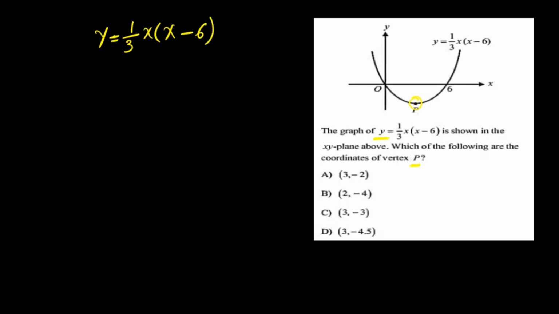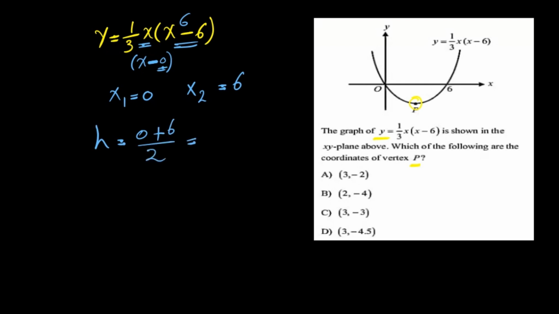Where is x1 and x2? These are the x-intercepts. x minus 0 means x1 equals 0. Where is x2? It equals 6. Now, h is what? 0 plus 6 divided by 2, it's going to be 3.